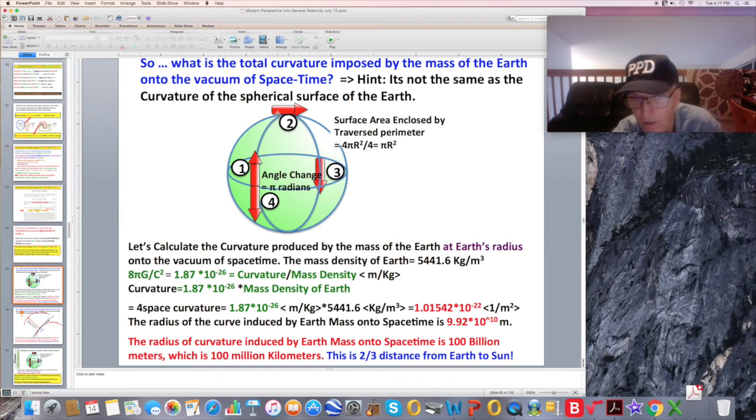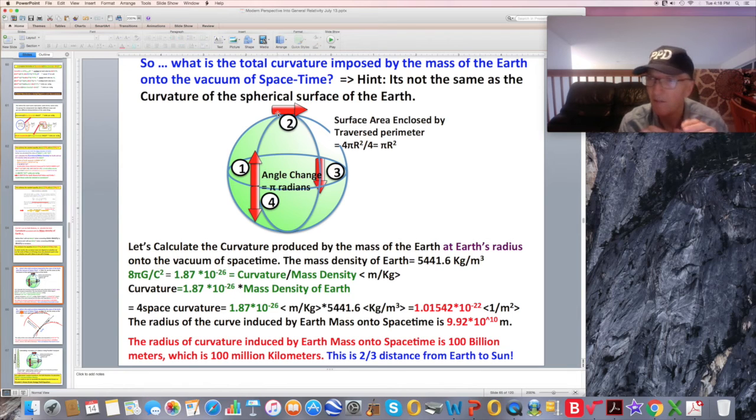The mass density of the Earth is 5,441.6 kilograms per meter cubed. So that's the mass density, which of course you can say the mass of the whole Earth is, and it has so many meters cubed. But for 1 meter cubed, it weighs 5,441 pounds. Just something to keep in your pocket. So when I multiply that out, I get that the four-space curvature, space and time, is 1.87 times 10 to the minus 26 meters per kilogram.